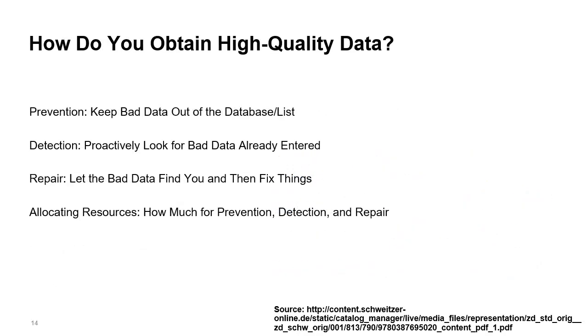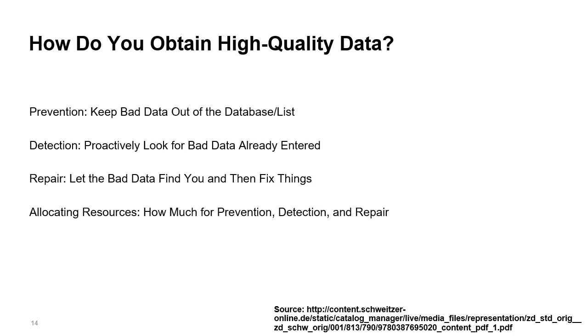The following processes are used to ensure that high-quality data is obtained. 1. Prevention. Ensure that all data entering the database or list are of high quality. 2. Detection. The data analyst needs to proactively look for data quality problems and then correct the problems. 3. Repair. The worst approach is to wait for data quality problems to surface on their own.